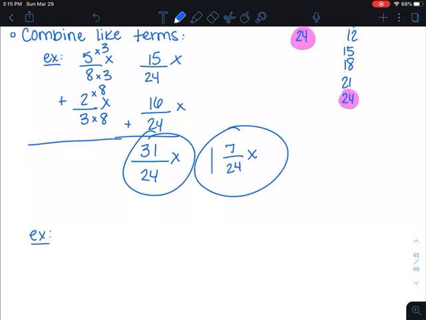Alrighty, and if you had 2.3b plus 7.9b, you add, so 9 plus 3 is 12. Our decimal goes straight down, we keep the b. 7 plus 2 plus 1 is 10. So we have 10.2b.